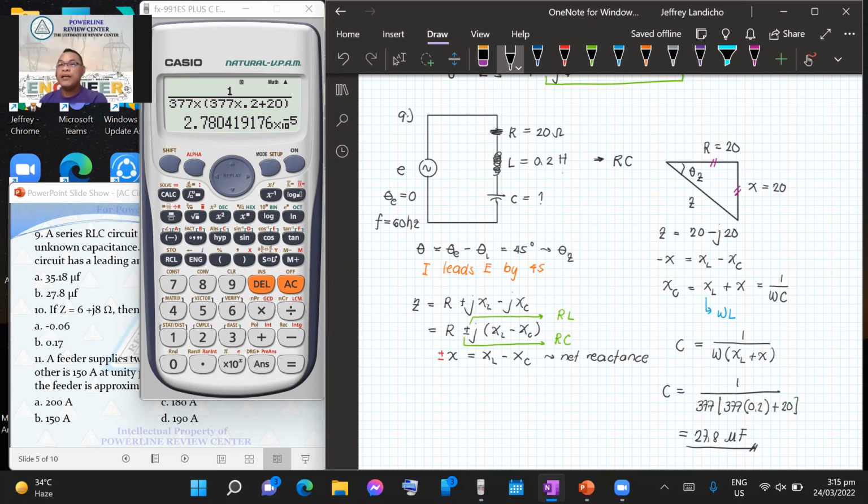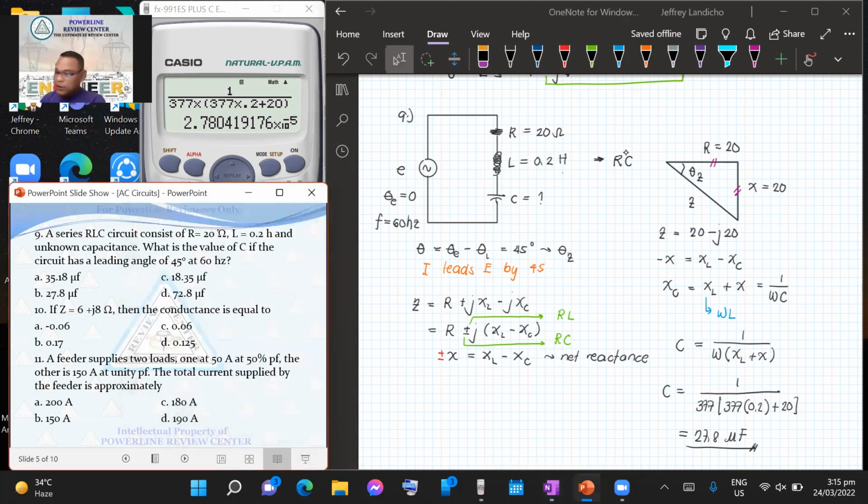So that would be the required capacitance so that the given circuit will become an RC circuit, or ibig sabihin, ang behavior niya para siyang simple RC circuit. No? So para siyang RC circuit kasi pag kinuha natin yung net reactance nito, negative. Pag negative yung reactance, it represents capacitive reactance. Yun lang ibig sabihin nun. So anong letter, kapatid? 27.8.